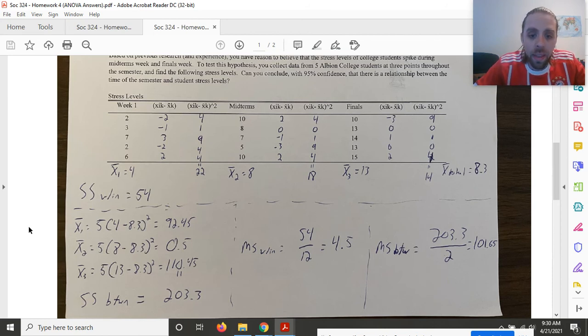So mean squares within is 54 divided by 12. That is the sum of squares within the group divided by the degrees of freedom within the group. That gives me a mean squares within of 4.5. My mean squares between the group is 203.3 divided by 2. That is the sum of squares between the group divided by the degrees of freedom between the group. And that gives me 101.65.